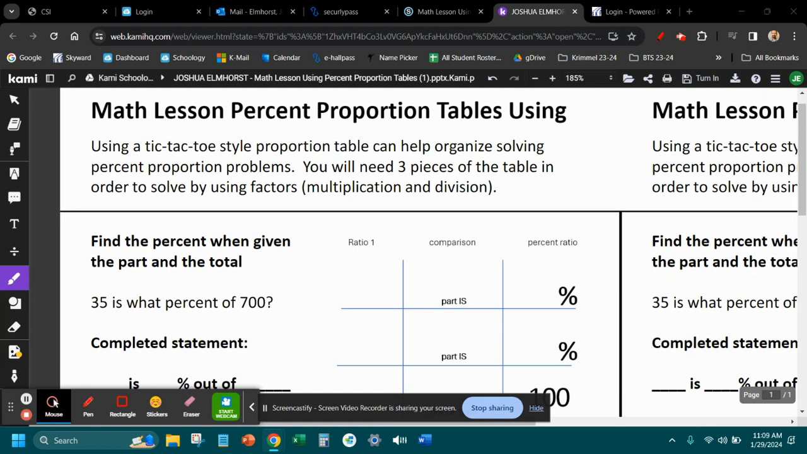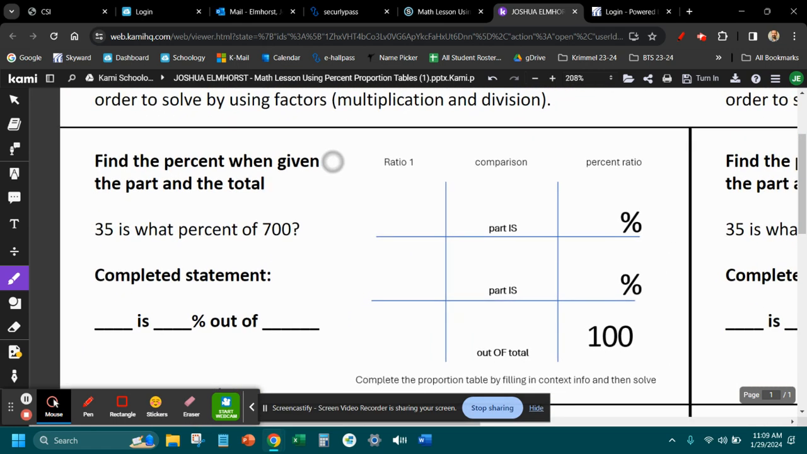Yeah, this is Mr. Elmhorst with the math lesson where we're going to use the percent proportion tables, and we're going to use a tic-tac-toe style proportion table. We've been developing that skill over this past couple of units. So let's see if we can apply it when we're using percent proportions.